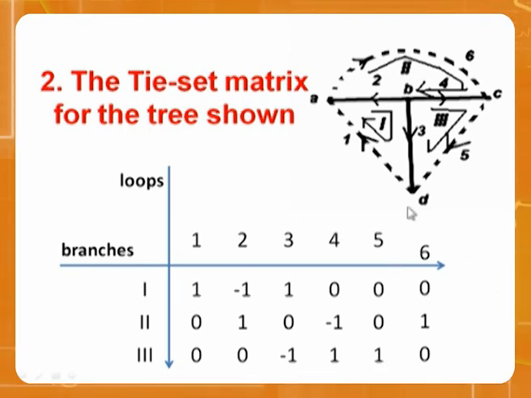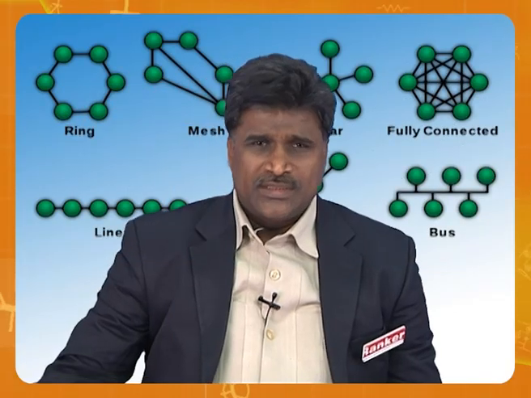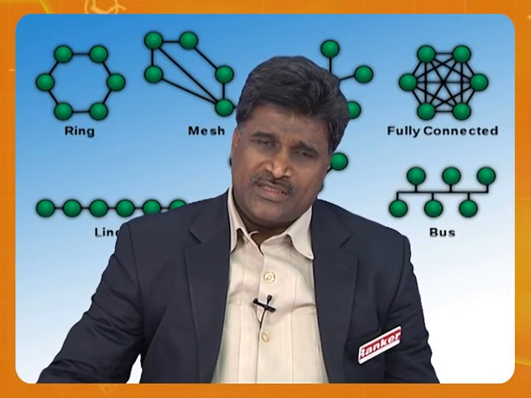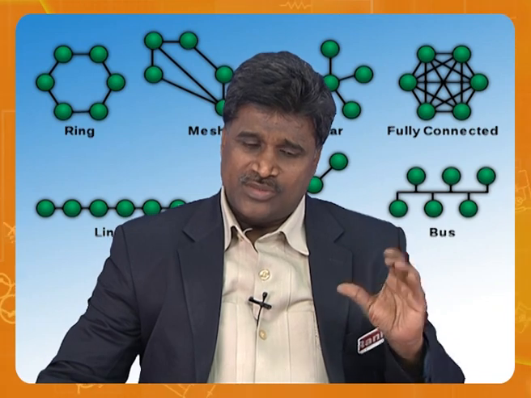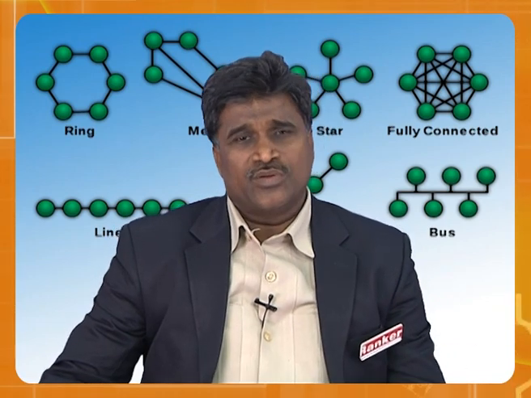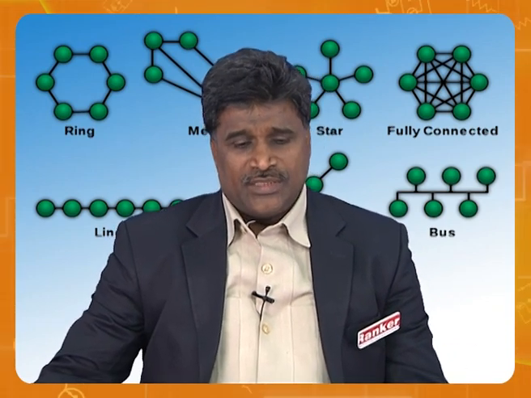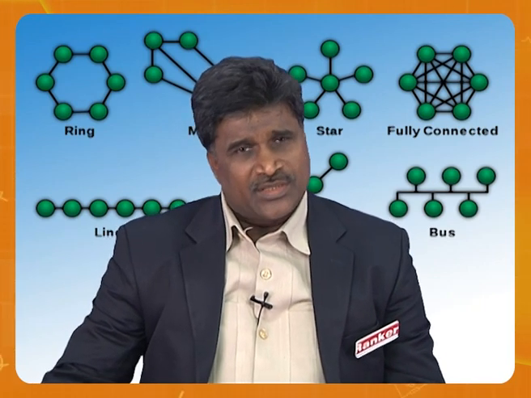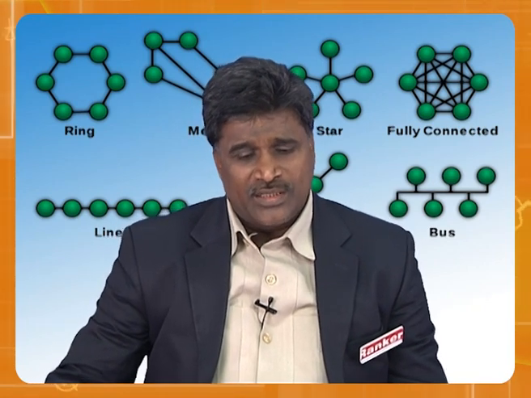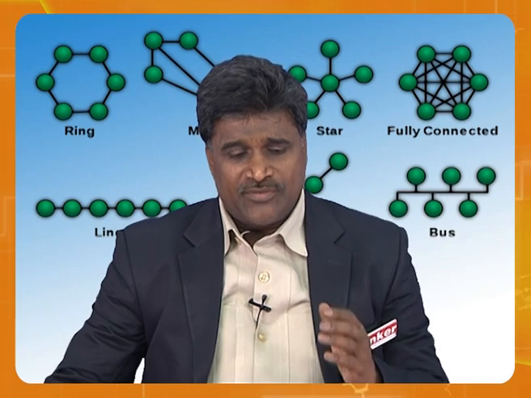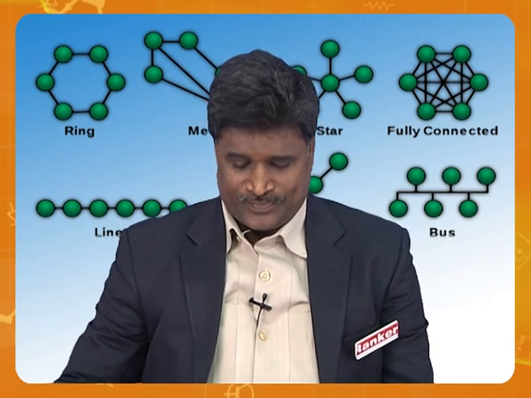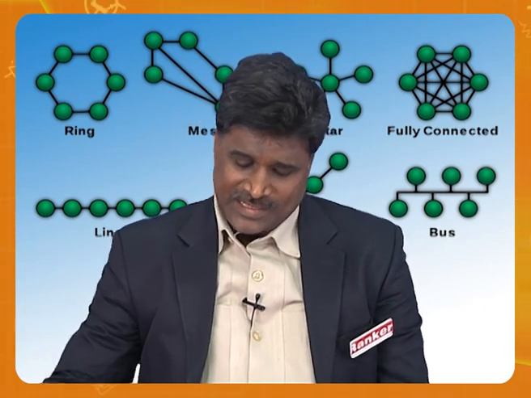This is called the tie set matrix. Please understand one more thing. Just like the previous incidence matrix, the sum of each column is 0. Here it need not be equal to 0. If by mistake or by chance it comes, don't worry. But don't search for making every column 0. So that is about the tie set matrix.